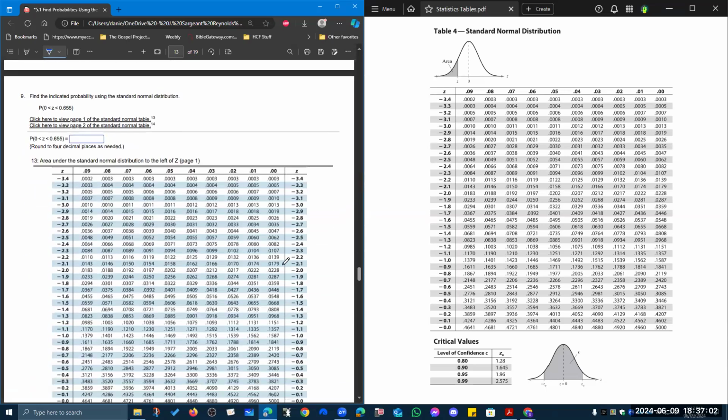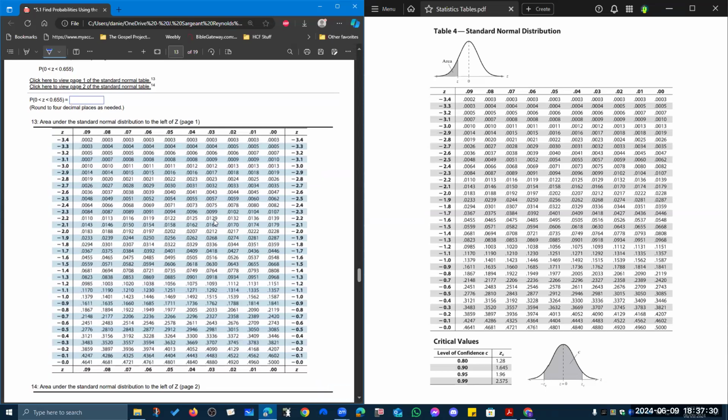Okay, this is going to be another technology. Well, no, they're using the table here. I'll compare it with technology for you since it gives 3 decimal places, but they want you to use the table and round here since they gave you the table. So 0.655, they want you to go halfway between the value for 0.65 and 0.66.